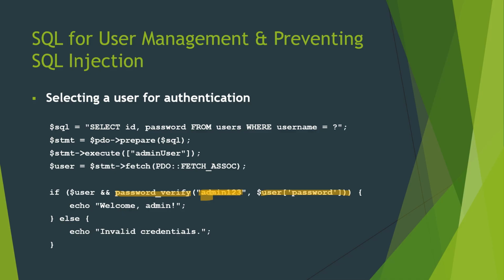So if we weren't able to pull the user information, then this would be false. But both of these have to be true in order for us to allow the user to log in, or in this case, echo out welcome admin. So we're validating if the user was found, if we were able to successfully fetch the username from the database, and we're also checking to make sure that password_verify is equal to true, that what they entered and the hashed password are equal.